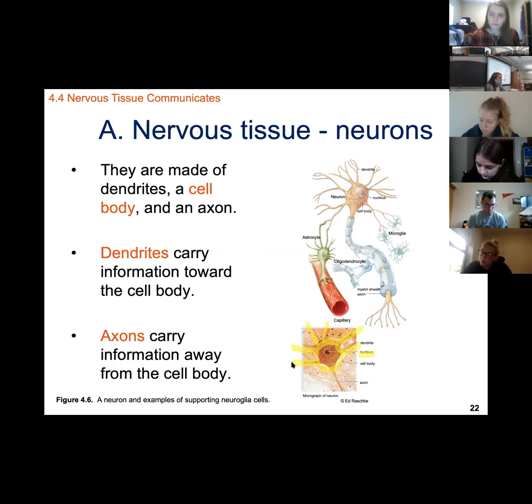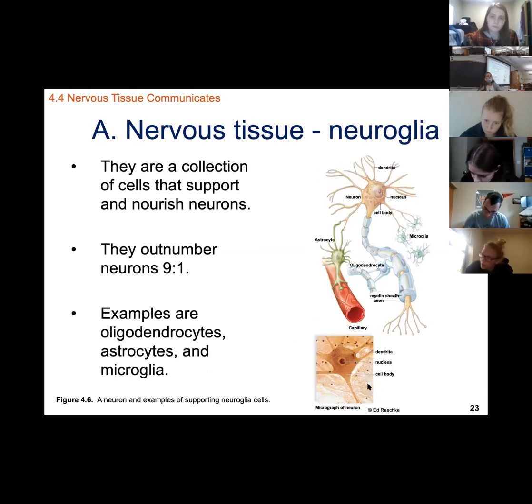There we go. And then the axons are what carries information from the cell body to another nerve cell. So this is one nerve cell at the bottom. The axon is the part that carries it between the different nervous cells. So we've got that axon down there.